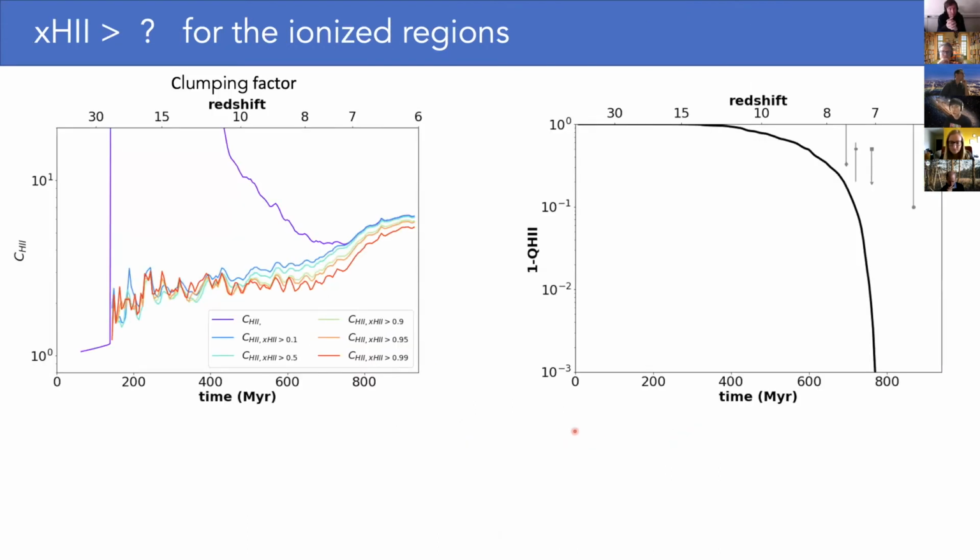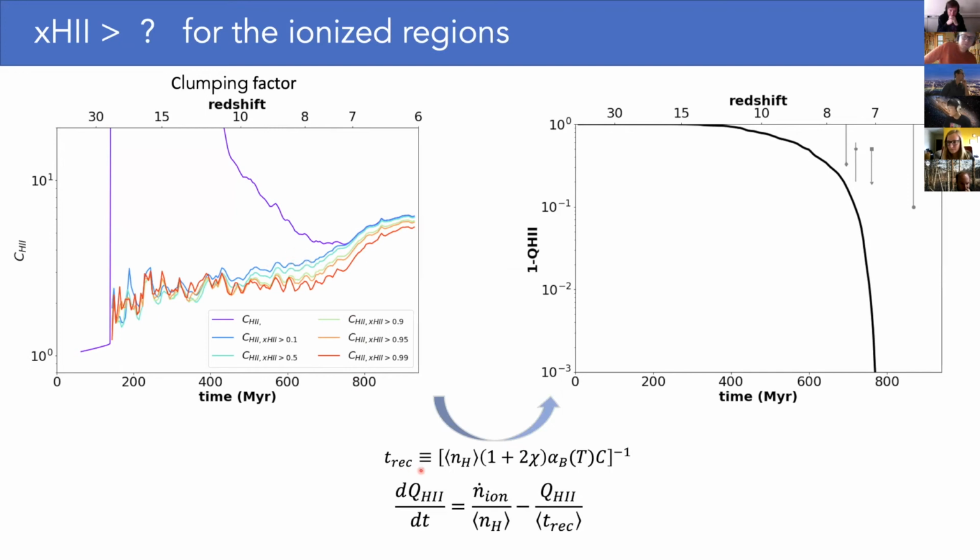There was an issue of which ionized fraction threshold we should use to define the ionized region for the clumping factor measurement. The strategy is converting the clumping factor with different ionized fraction thresholds into the volume-filling ionized fraction Q_HII, which can be compared with the actual Q_HII from the simulations. The clumping factor whose Q_HII shows the closest match with the actual Q_HII, the black line, would reflect the clumping factor of the ionized region in this simulation.